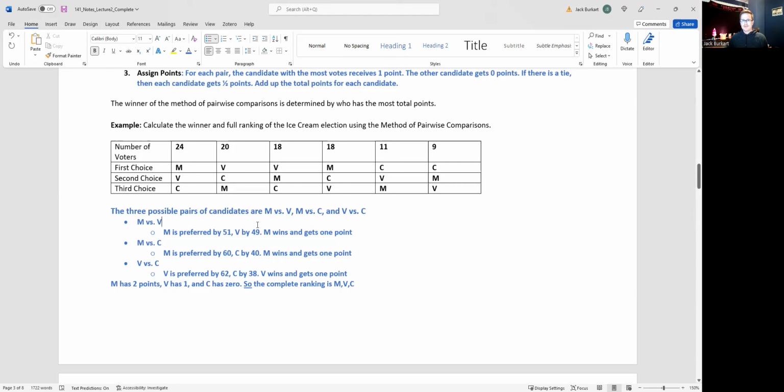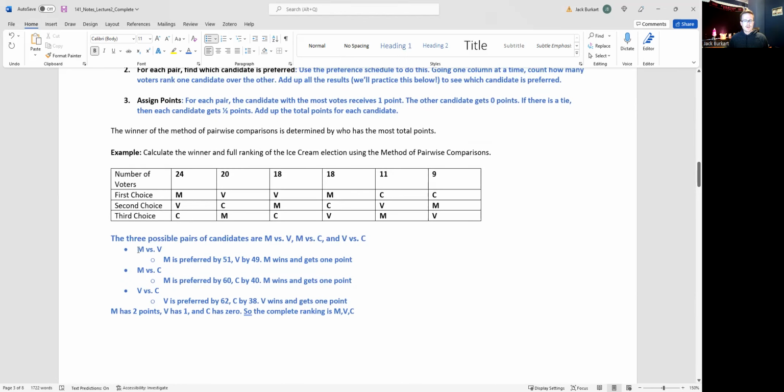Once we have all of the pairs, again, the idea is fairly straightforward. We want to first consider the head-to-head matchup between mint chocolate chip and vanilla. If you go through the preference schedule right here, you'll see these 24 people prefer mint chocolate chip, these 20 people prefer vanilla, these 18 people prefer vanilla, these 11 people prefer vanilla, and then the rest of these voters, these 18 and these 9, prefer mint chocolate chip over vanilla. If you add all the numbers up, it's very close. Mint chocolate chip is preferred by 51 and vanilla is preferred by 49. So that means M wins this comparison and earns 1 point in the method of pairwise comparisons.